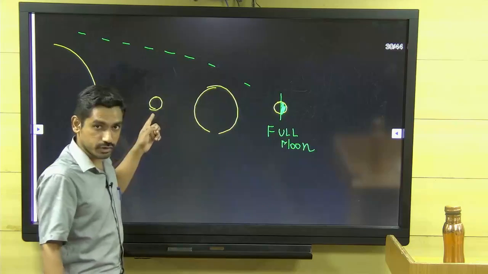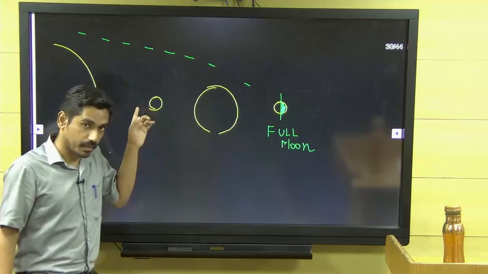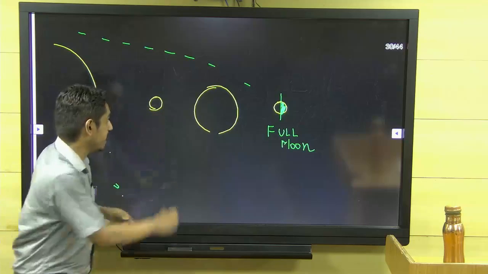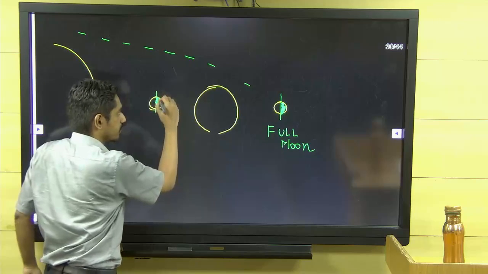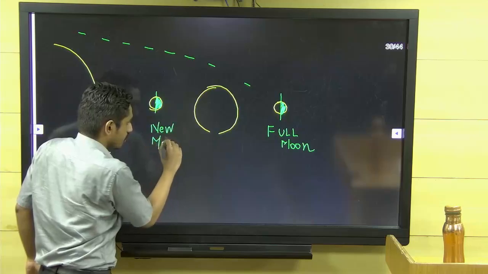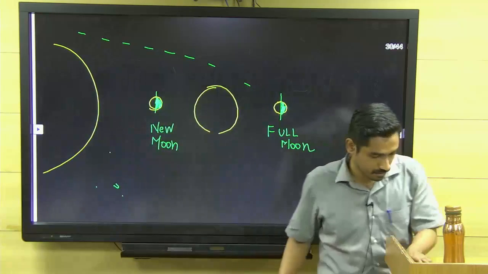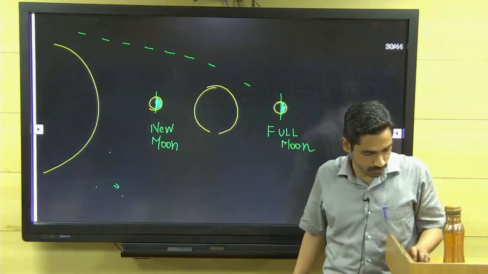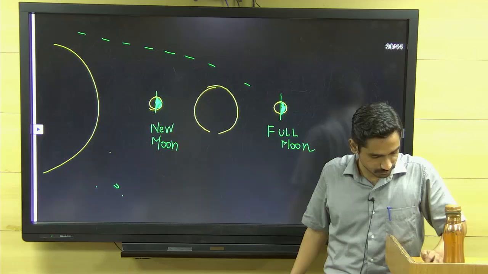This is the new moon position. That is, light from the Sun will definitely illuminate the Moon, but the side which is facing you will be darker this way. This is new moon. So in both full moon and new moon position, you will get spring tides, right? Both full moon and new moon position, you will get spring tides. Right.